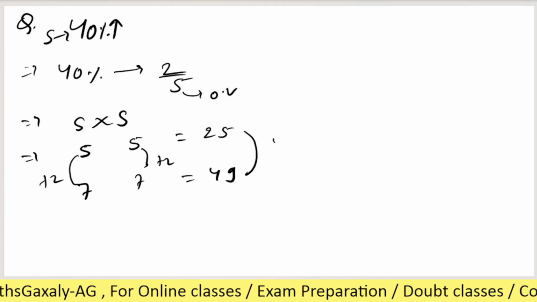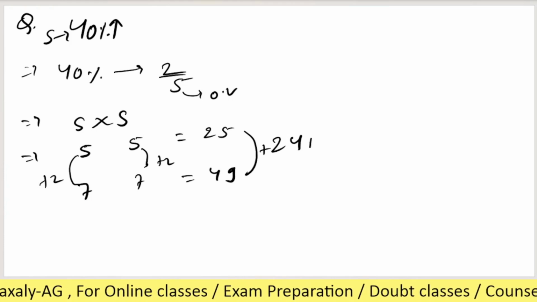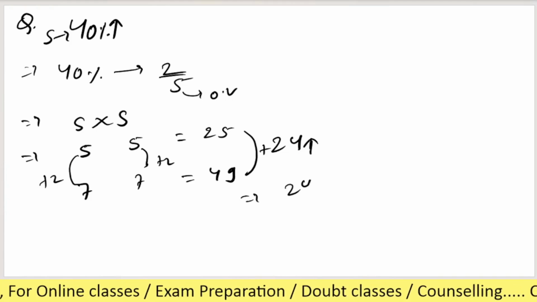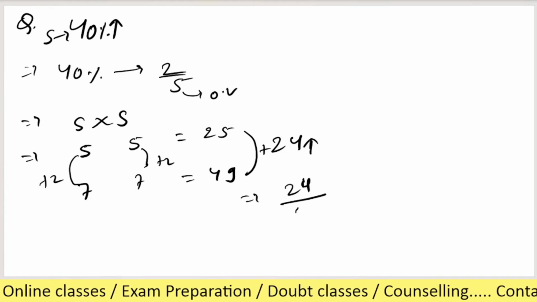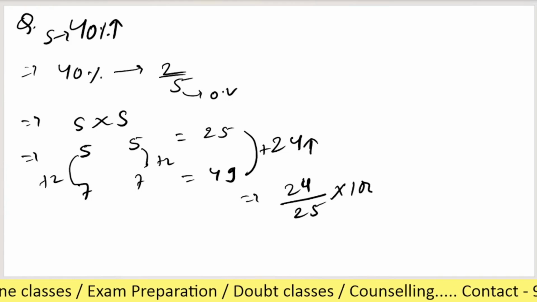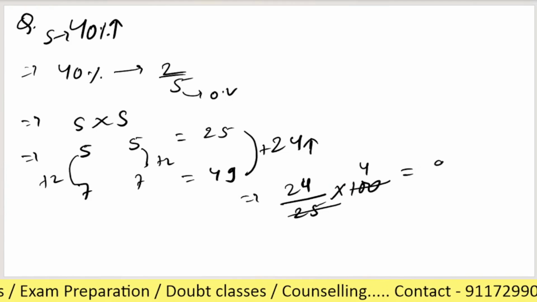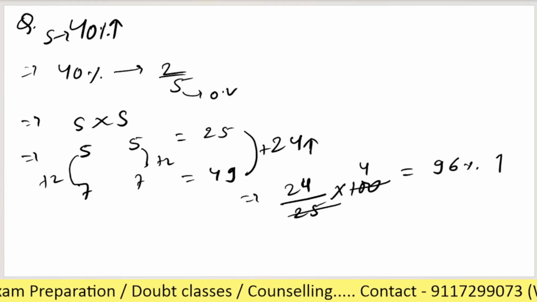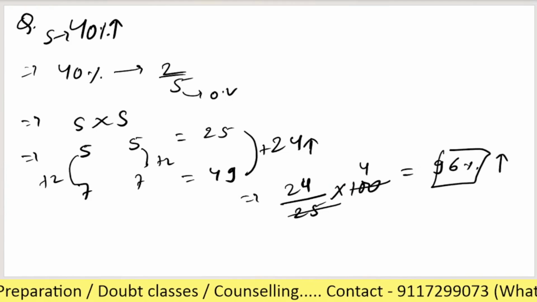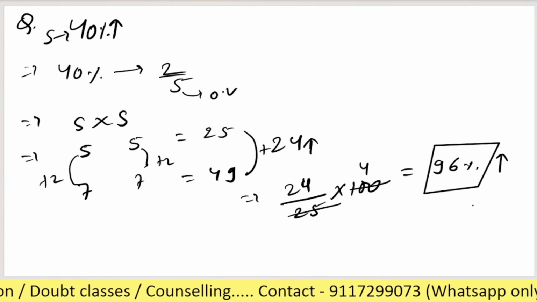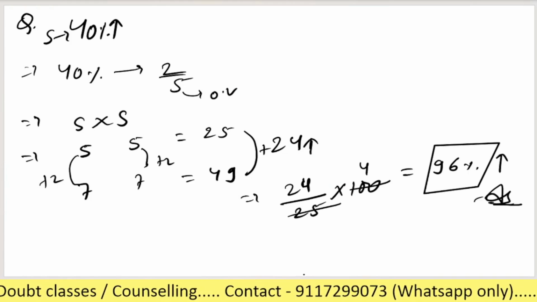As you can see, it is an increment of 24 units. So the required percent will be 24 by 25 into 100. Here it's 4 times 24, so 96% increment. Is it clear? Or any doubt? No, sir. Okay.